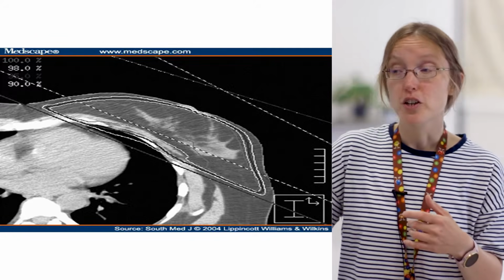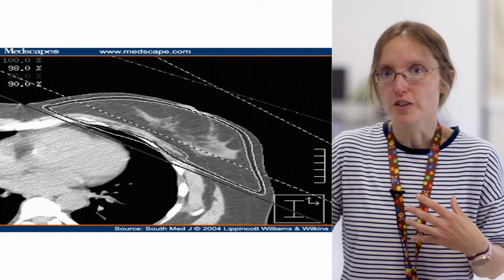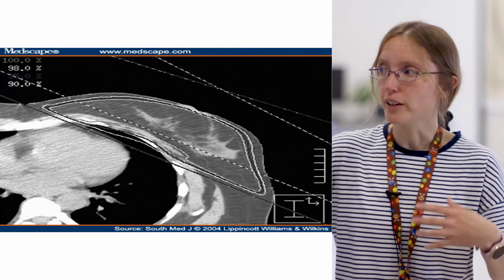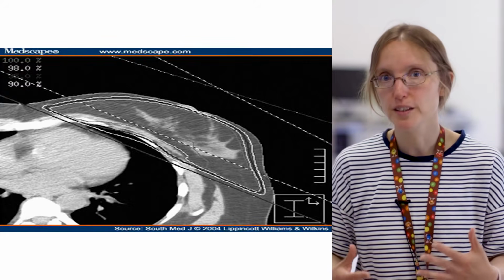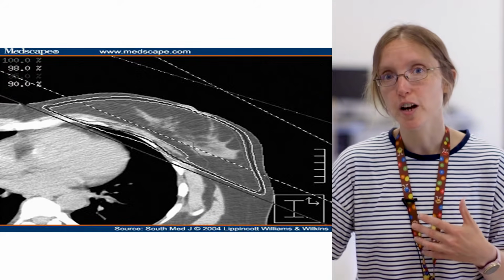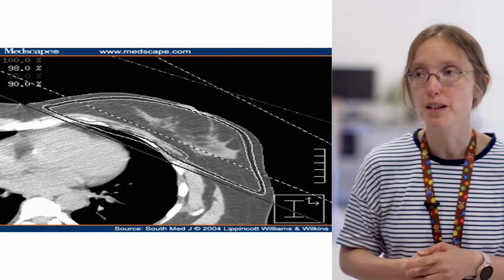Nowadays, we can treat these patients in breath hold, and that means that we fill their lungs before we turn the radiotherapy on. That moves the heart back, or effectively fills the lungs with air, to minimise the amount of radiotherapy received by the heart, because we know that long term that can put patients at risk of cardiovascular disease, and we obviously want to minimise that.